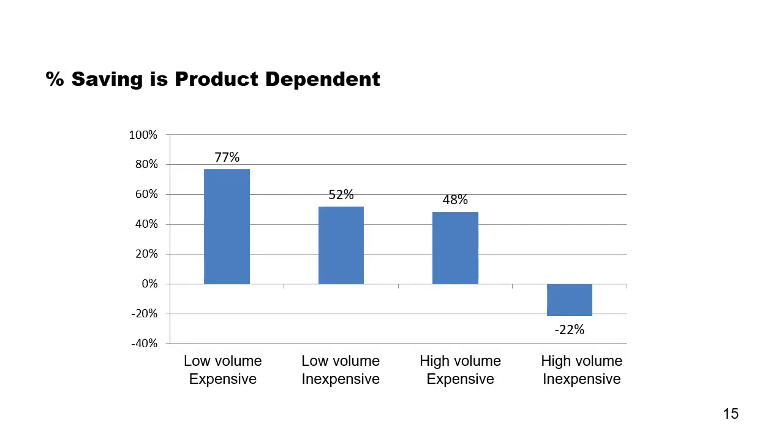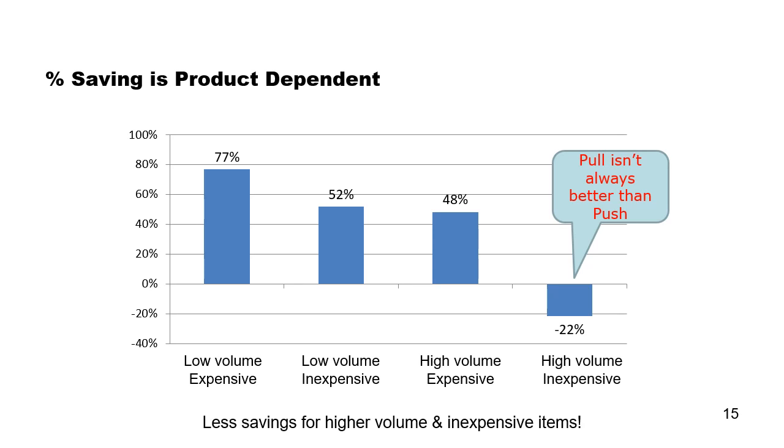Applying supply chain analytics, we can quantify for the combination of each product and each store which strategy is better and by how much. Here is an example. For this particular store, the pull strategy generates quite different percentage savings for different types of phones. For the lower volume and expensive phones, it saves 77% of the cost relative to the push strategy. The cost saving is 52% for lower volume, inexpensive phones, and 48% for the high volume and expensive phones. But the pull strategy actually costs 22% more than the push strategy for the high volume and inexpensive phones.